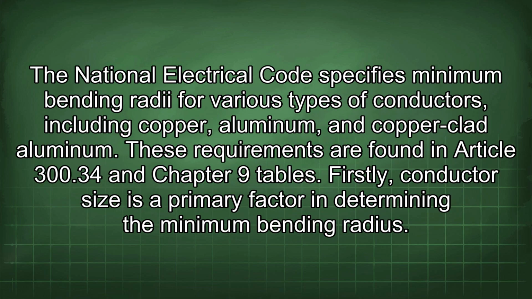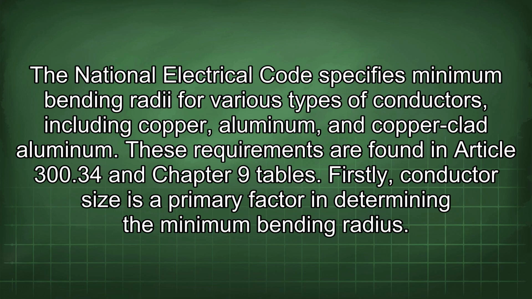The National Electrical Code specifies minimum bending radii for various types of conductors, including copper, aluminum, and copper-clad aluminum. These requirements are found in Article 300.34 and Chapter 9 tables.